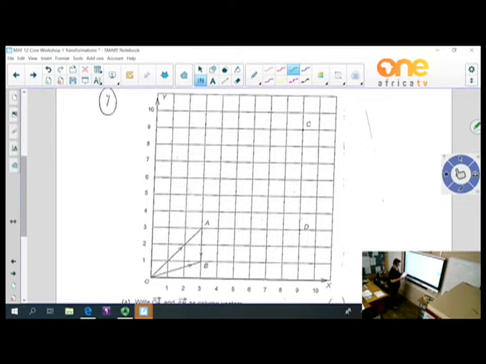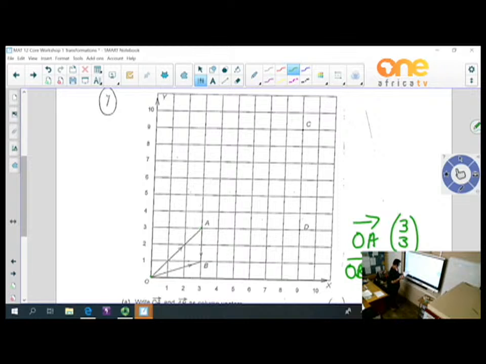Question 7. Write OA and AB as column vectors. Now OA is from O to A. So from O to A, I went 3 to the right and 3 up. So OA is then 3, 3. 3 to the right, 3 up. OB, 3 to the right, 1 up. So OB is then 3 to the right, 1 up. And that's why they're positive.